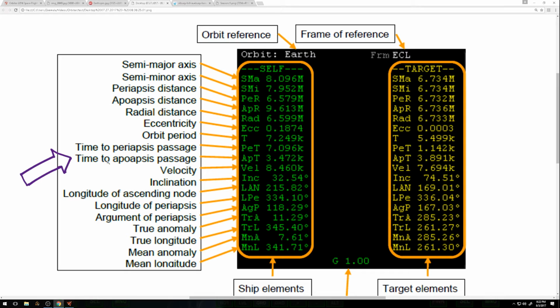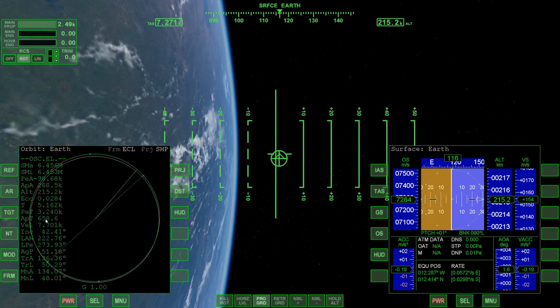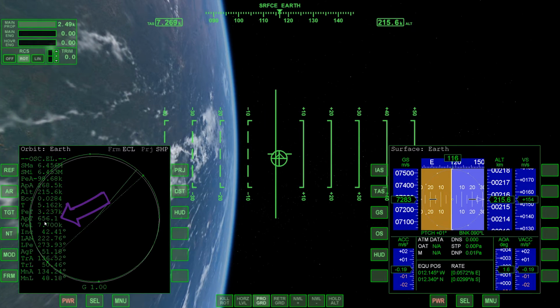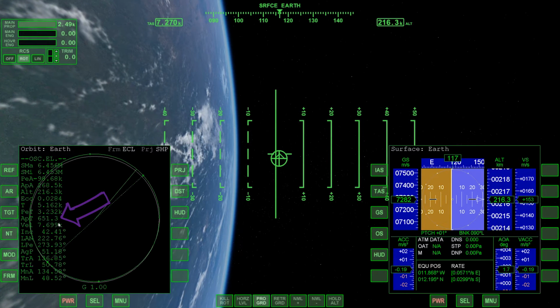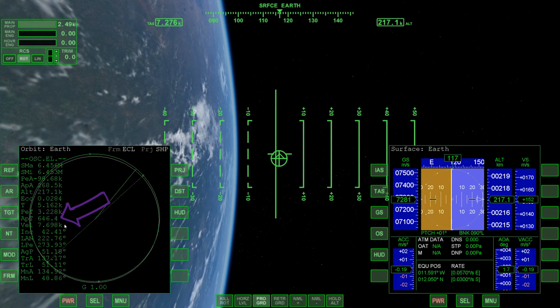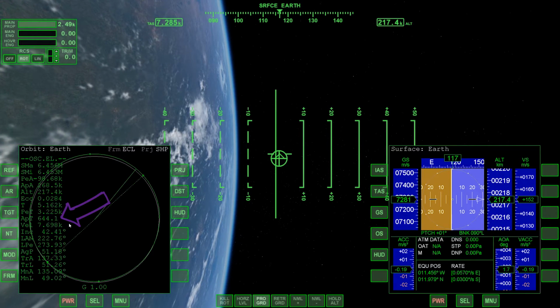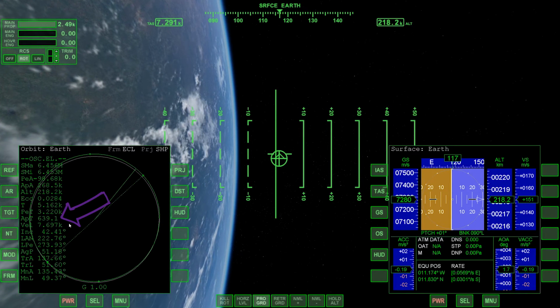See this one right here? Time to apoapsis passage. This is a countdown in seconds, APT. And we should be looking at this number. This number should be counting down. So if I go back here, and if I find the APT, here it is. I am 655 seconds away from reaching my apoapsis. Now, 60 seconds, obviously, times that, divide that. Obviously, it's going to be quite some time before we get to our apoapsis.